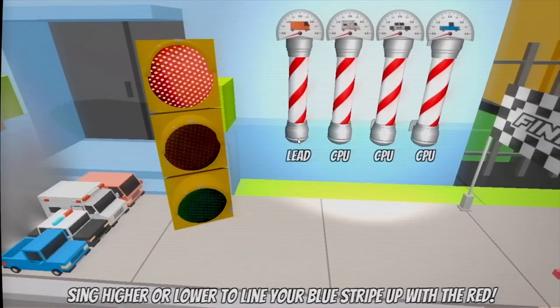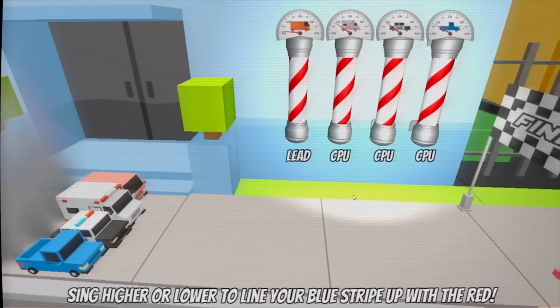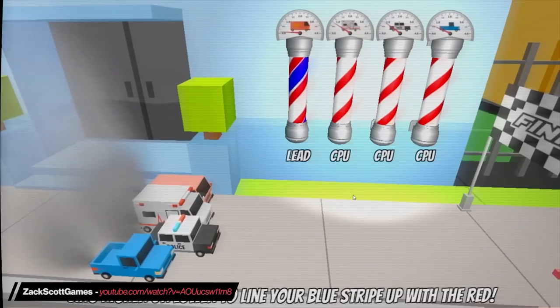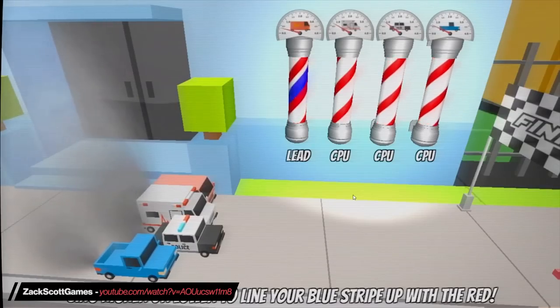Barber Pole Position is a game where there are up to four players, and every player has to match up two lines to make their car go faster. And the way you match up, you move your line around, is you sing at a higher or lower pitch. So you're holding a microphone, you're singing like, "Oh!" Okay, we're right here.